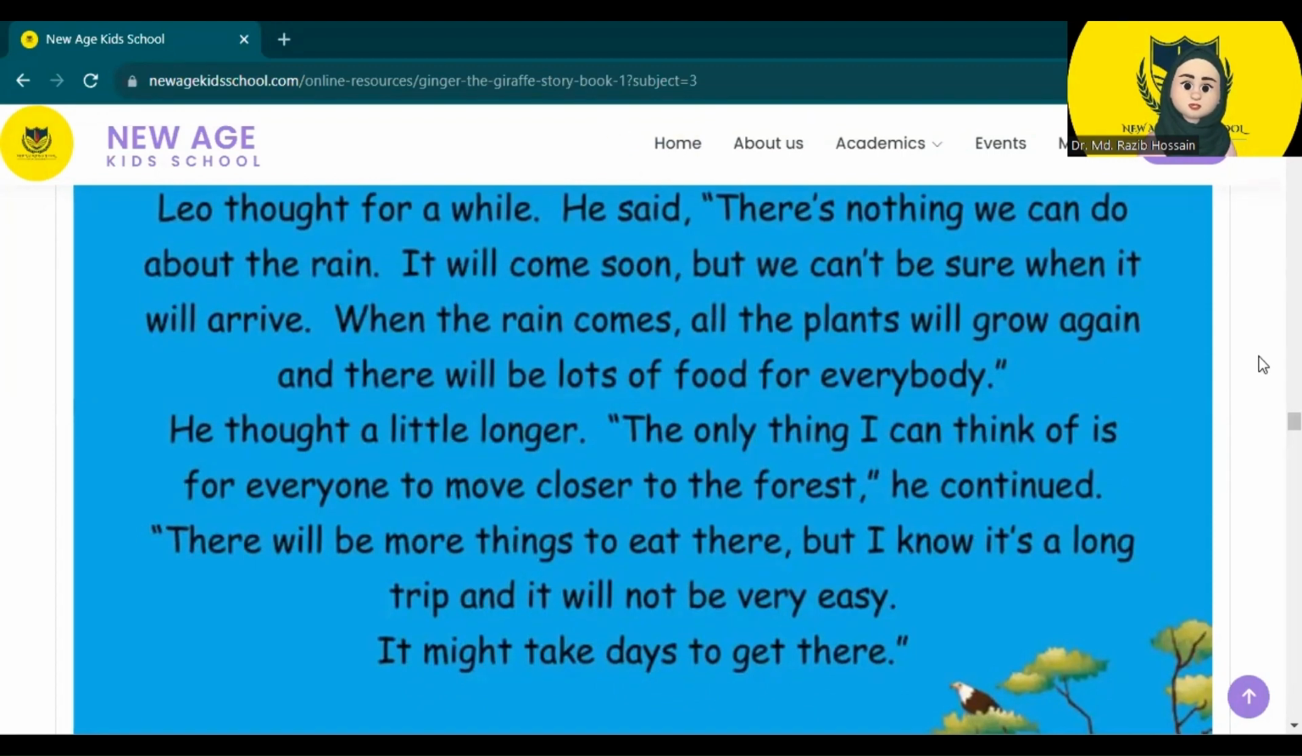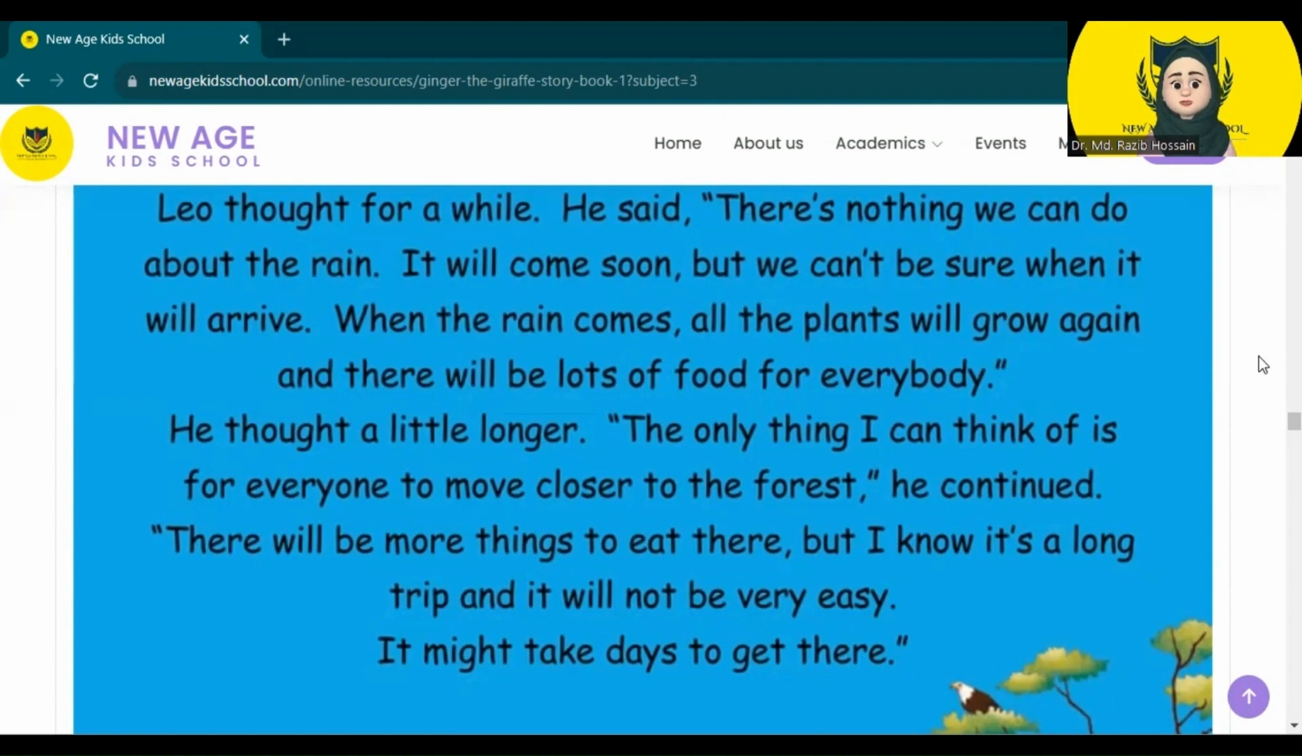In this para, we learned Leo the king was thinking, and after thinking for some time, he said, "There's nothing we can do because we don't know when it will rain, and when rain comes, all the plants will grow again and everybody will have food." But he also thought for a little longer.